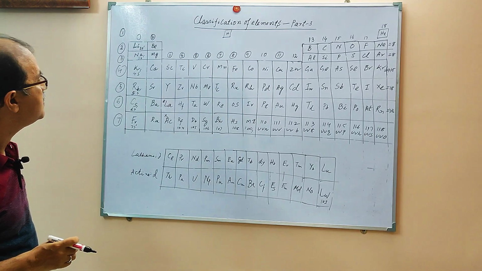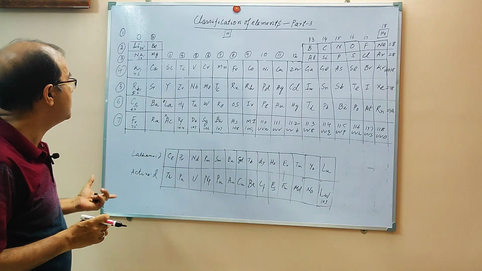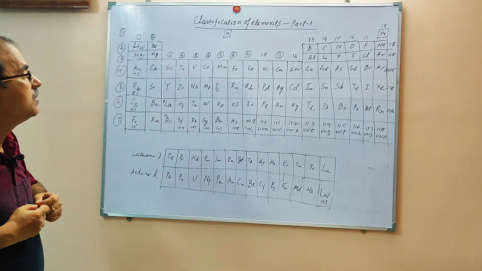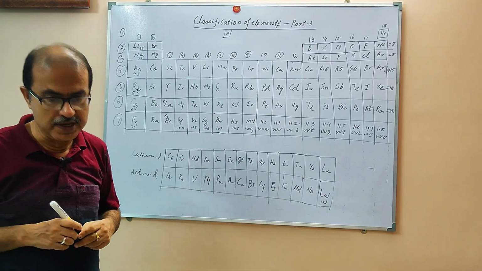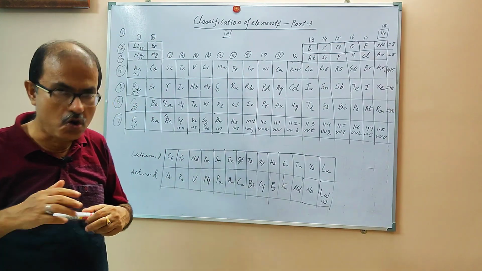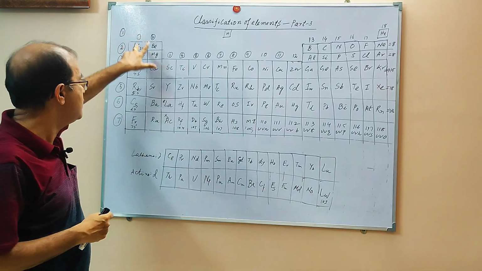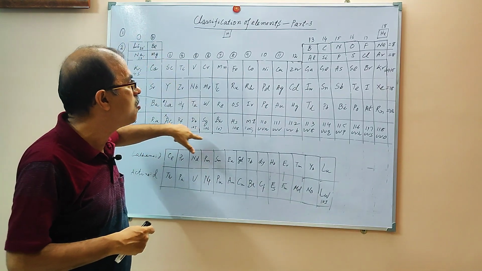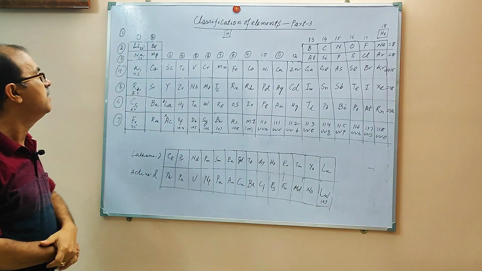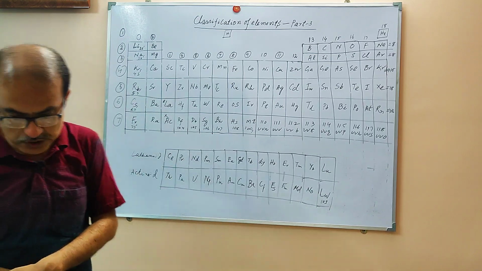So here you can see the elements are classified depending on the shell in which the last electron enters. This is also termed as a block. This is the S block element, this is D block, this is P block, and this is F block element. That we will discuss later on, and that is the end of today's video.